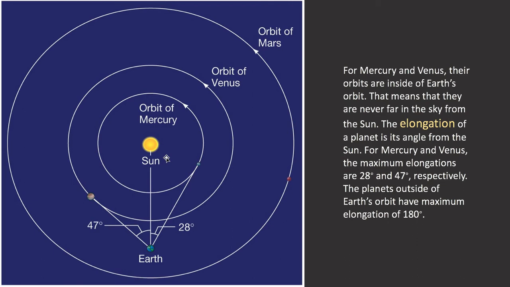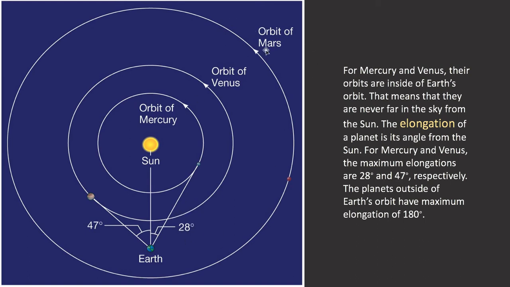Those are the two times of day where you might find them. And then that just depends on which side of the Sun they happen to be on. This angle is referred to as the elongation of the planet. And so Venus has a maximum elongation of 47 degrees, and Mercury has a maximum elongation of 28 degrees.